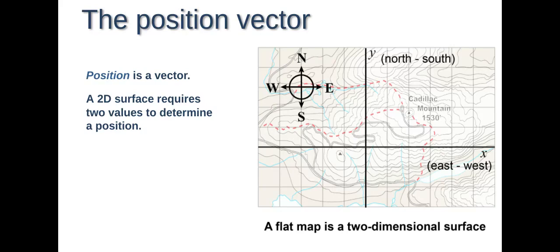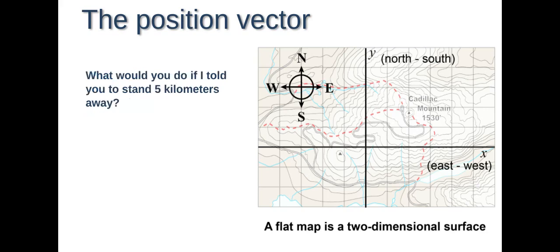Position is a vector. A 2D surface requires two values to determine a position. So your x and y value are your coordinates, and that is a vector, because the coordinates itself is going to show you a location.